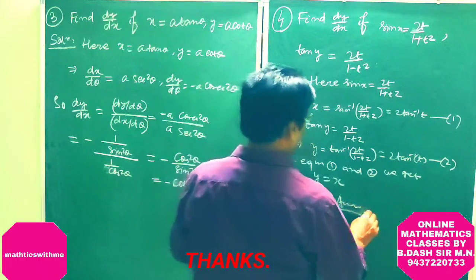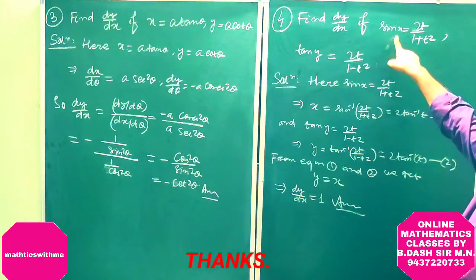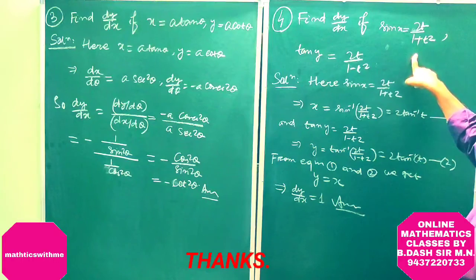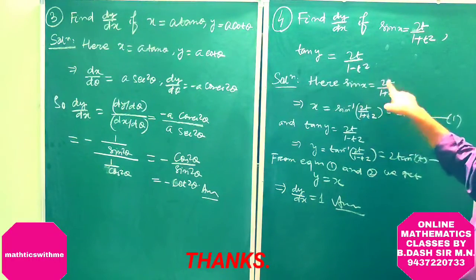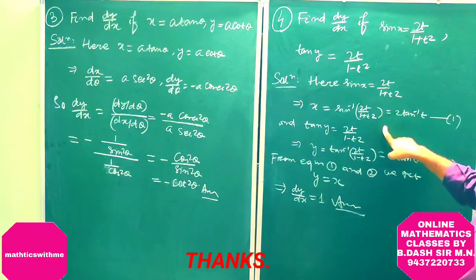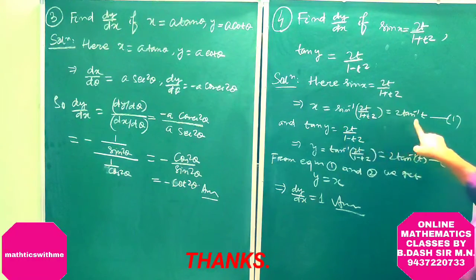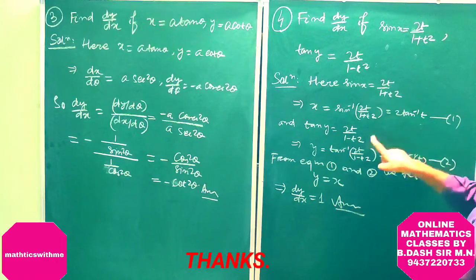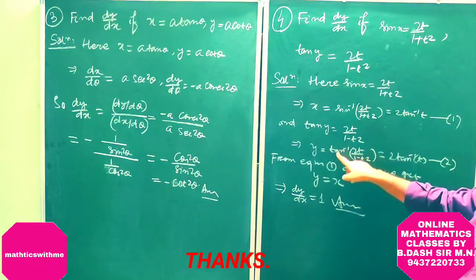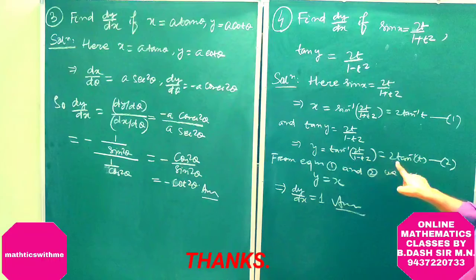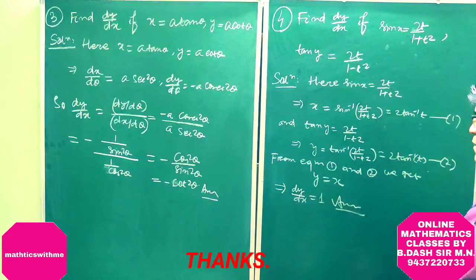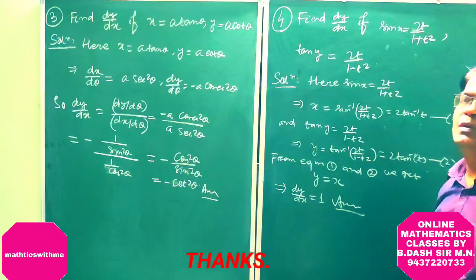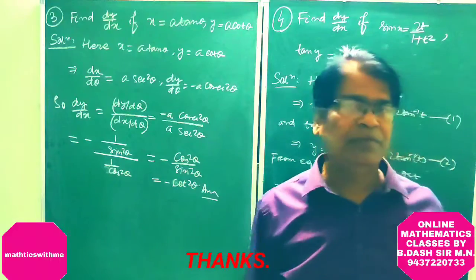Answer. So here it is given that sin x is equal to 2t by 1 plus t square, tan y is equal to 2t by 1 minus t square. Now sin x is equal to 2t by 1 plus t square, from which we get x is equal to 2 tan inverse t. tan y is equal to 2t by 1 minus t square, from which we get y is equal to 2 tan inverse t. Both are equal, that means x is equal to y or y is equal to x. So therefore dy by dx is equal to 1. So our fourth problem is solved.